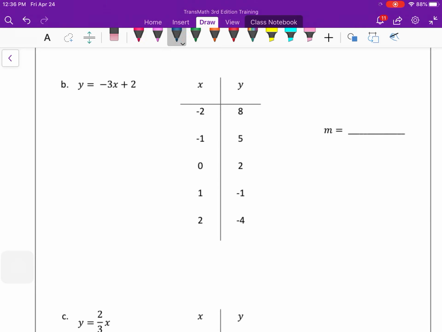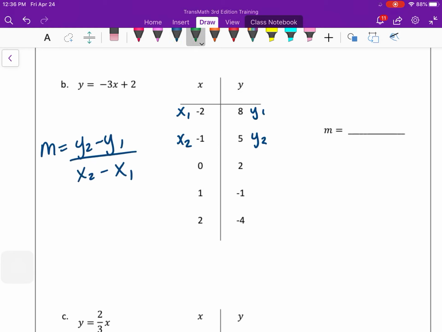You can choose any 2 points to use. Let's say this is my y1 and this is my y2. This is my x1 and this is my x2. Then you can use the formula y2 minus y1 over x2 minus x1. So that would be 5 minus 8 over negative 1 minus negative 2. So 5 minus 8, 5 plus negative 8, is negative 3. Negative 1 plus 2 is positive 1. So this should be a slope of negative 3 over 1, or a slope of negative 3.